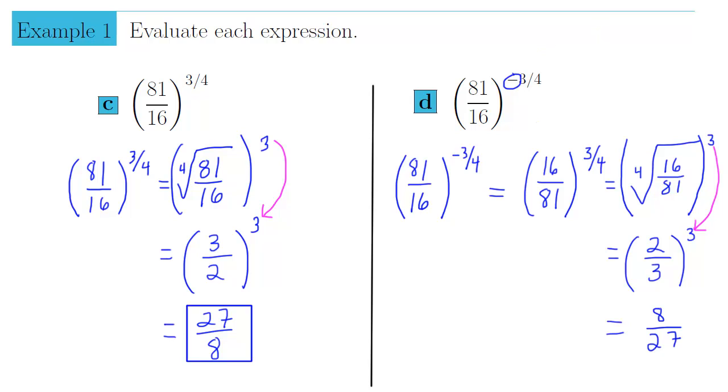This answer shouldn't really surprise you, right? Because it's the reciprocal of the result we got in part C. Because the only difference between the problem in part C and part D is that part C had a positive 3/4 exponent and part D had a negative 3/4 exponent. And because negative exponents reciprocate, these guys are reciprocals of one another, right? They've been flipped. Okay, so in general, when you have a negative exponent, I would just start off by flipping the base and then go from there and evaluate your fraction exponent just like usual.